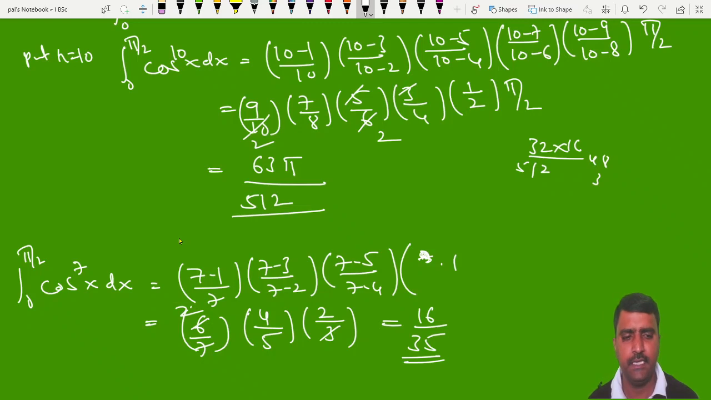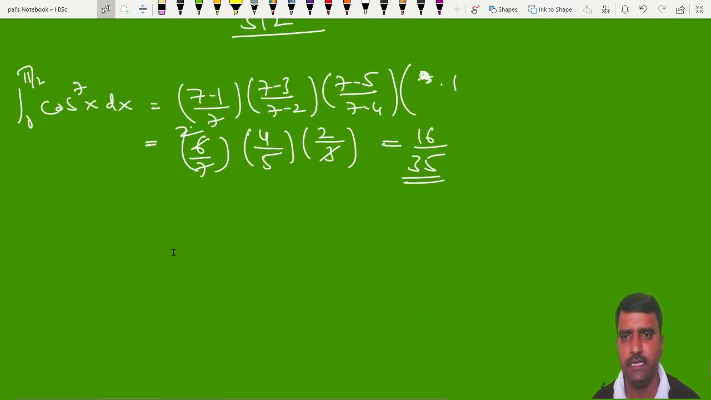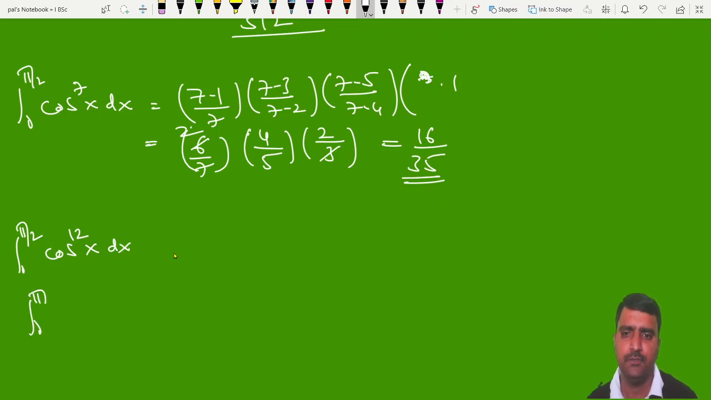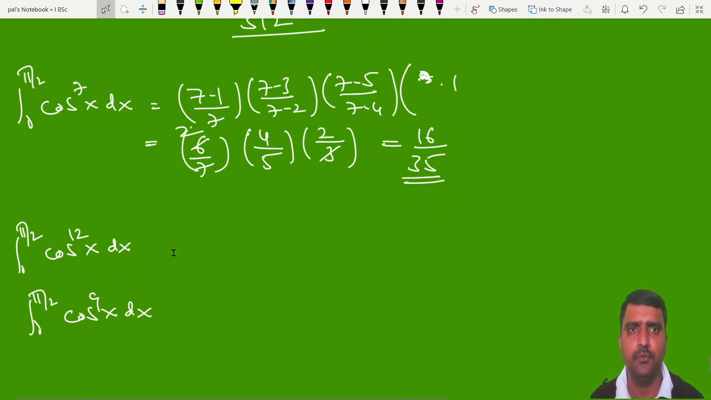Okay, so like that you try to find some more values, like integration from 0 to pi by 2 cos to the power 12x dx, integration from 0 to pi by 2 cos to the power 9x dx. So try to find this. Okay, I end this session. Hope you understand the reduction formula for integration of cos to the power of nx dx. Okay, in the next coming sessions, I would like to discuss tan to the power of n and cot to the power of n. Okay, thank you.